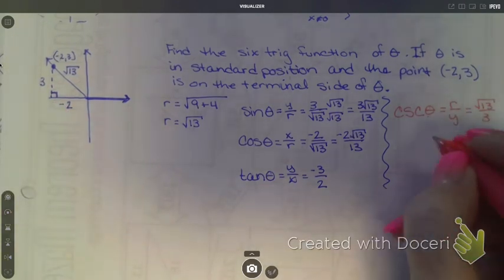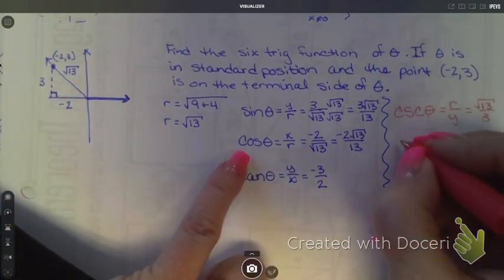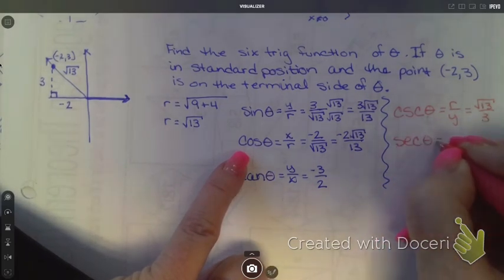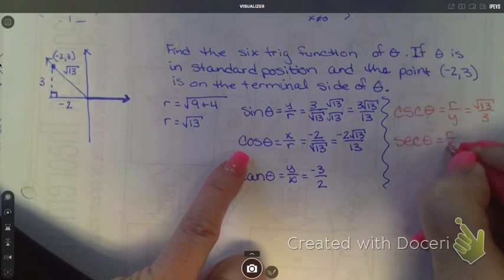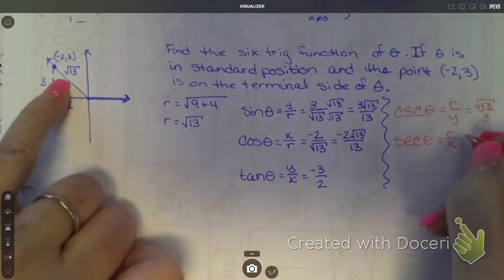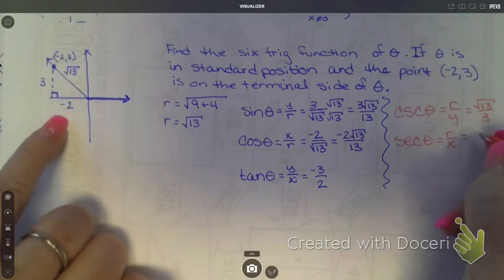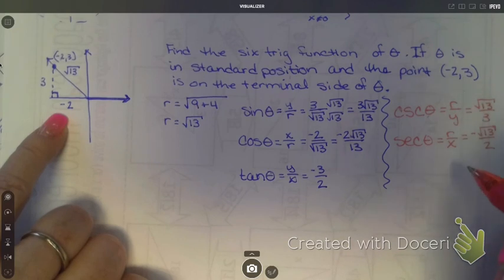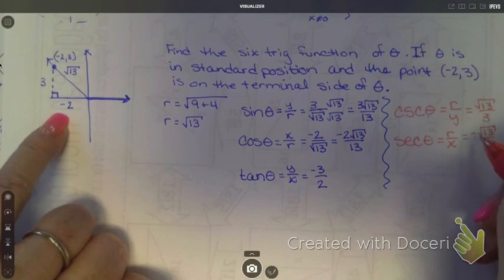Okay. And then what's the reciprocal of cosine? Secant of theta, which is r over x. So r is square root of 13, and x is negative 2, and I'm going to again put negative square root of 13 over 2. So by next week, if I say secant, you should know r is in the numerator, and you are definitely not going to put a negative r, are you? No. So you know the negative has to go on the x.